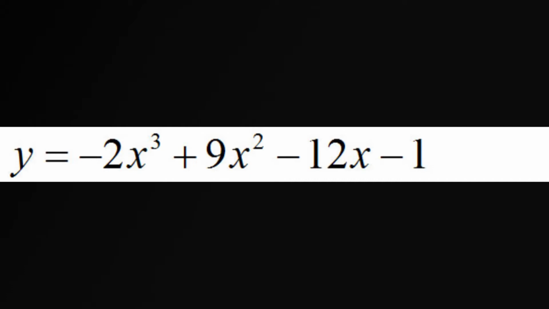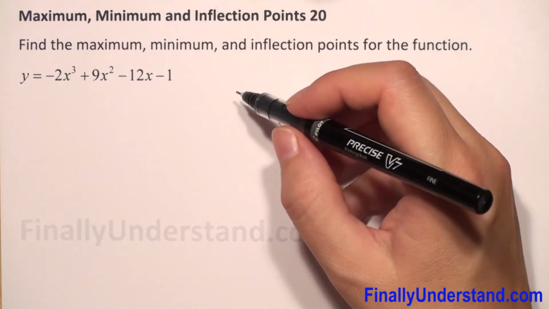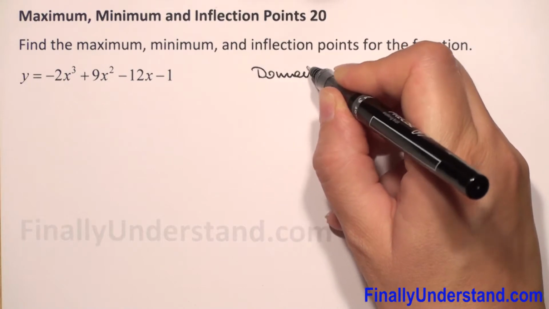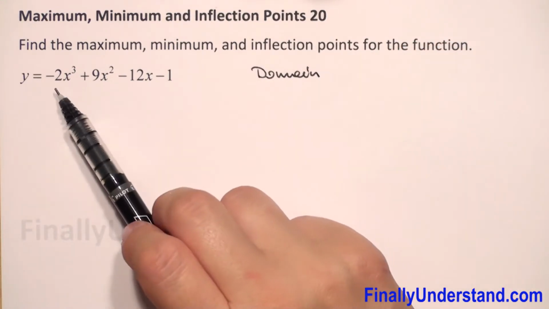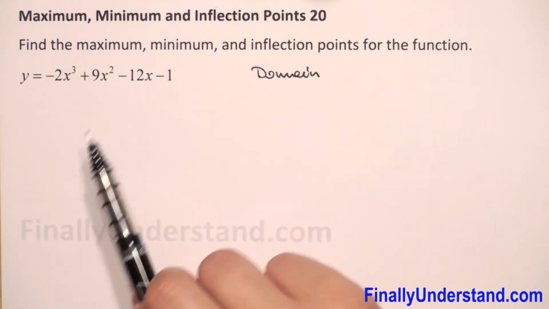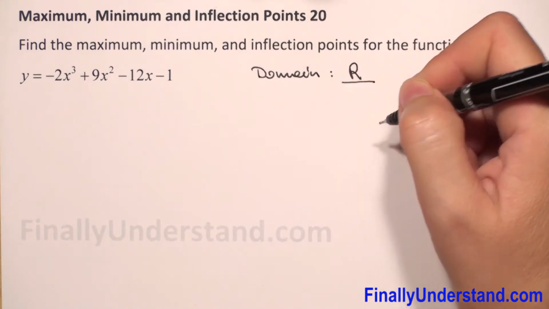We have a given function and we need to find maximum, minimum and inflection points. First, like always, we find the domain of this y function. We see that we have here addition, subtraction, multiplication and the power. It means the domain will be all real numbers.